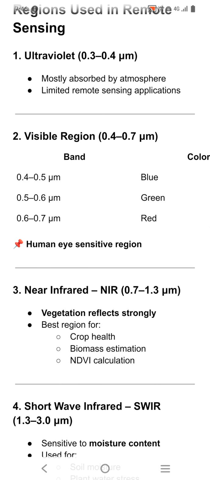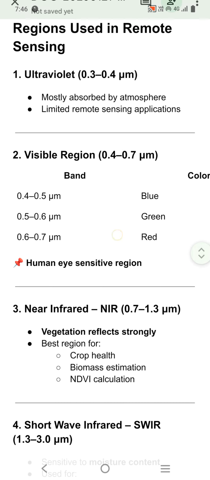The visible range is the human eye sensitive region, 0.4 to 0.7 micrometers. 0.4 to 0.5 is blue, 0.5 to 0.6 is green, and 0.6 to 0.7 is red.